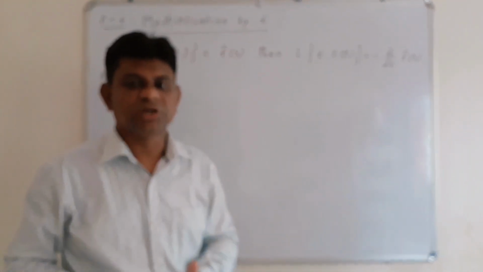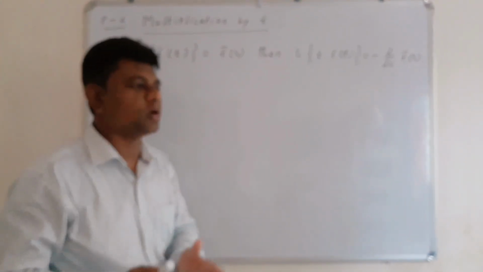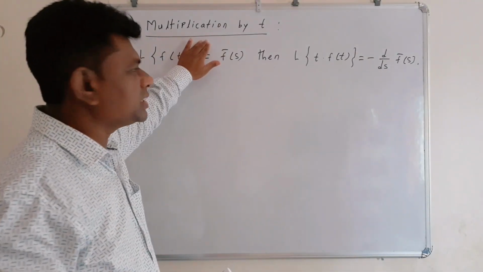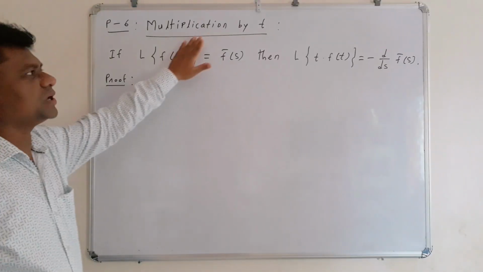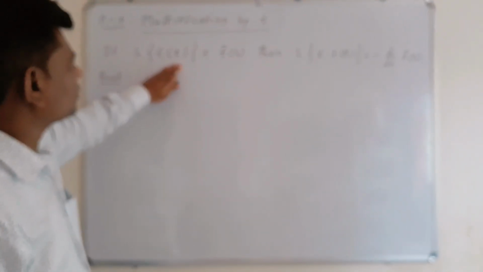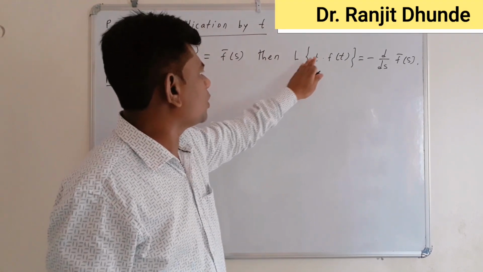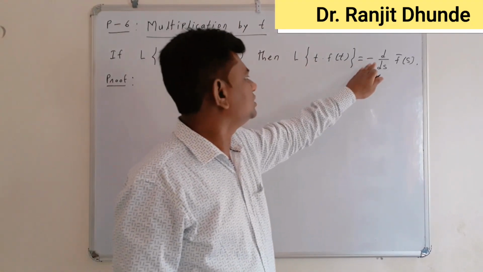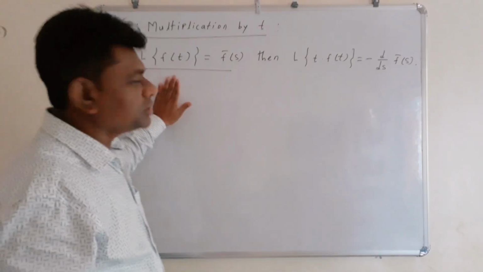In today's lecture, we will discuss two important properties of Laplace Transform, that is multiplication by t and division by t. Now property number 6, multiplication by t, it states that if Laplace transform of f of t is equal to f bar s, then Laplace transform of t times f of t is equal to minus d by ds f bar s. Now it's proved.